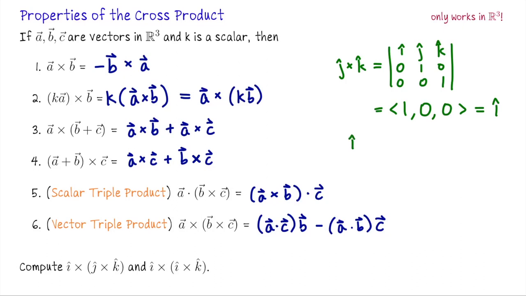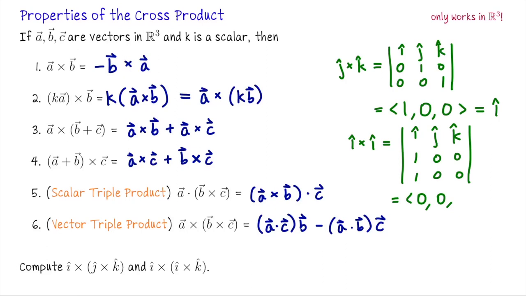Now what is I cross I? We could do this manually again, so we could do I, J, K, then 1, 0, 0, and 1, 0, 0. Our first component is going to be 0 times 0 minus 0 times 0, so that's 0. Then 0 times 1 minus 1 times 0, so that's 0. And then 0 times 1 minus 1 times 0 again, that's also 0. So overall, this first cross product was the zero vector.